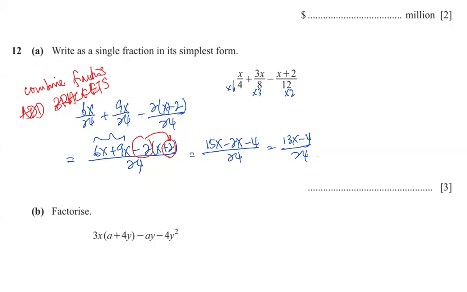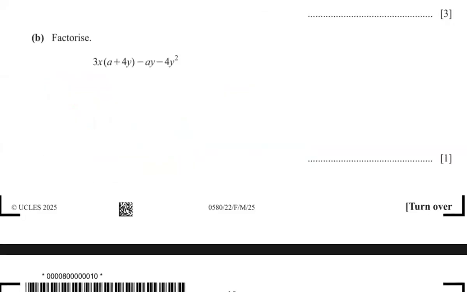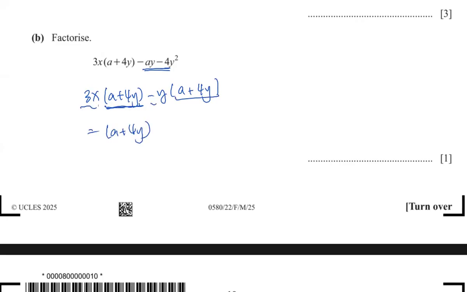Part B, factorize this. This is grouping. So I'm going to factorize this portion here. Common mistake here will be your signs. So we extract negative y out. This will be a plus for y. Then I extract common factor. I'm going to extract this out. Extract this out. These 3x is left, minus y is left. So that's it.